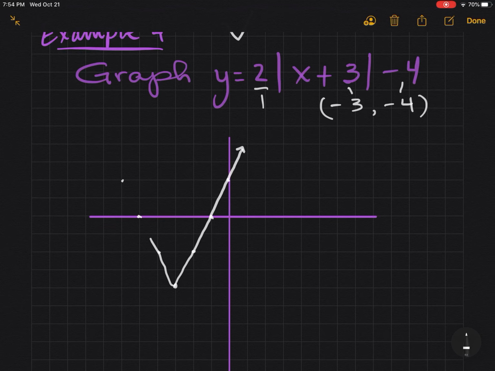Also, if A is negative, it flips down. I like to graph it first and then flip it down. So always remember that. This one, though, the leading coefficient is positive. But if it had been negative, it would flip down.